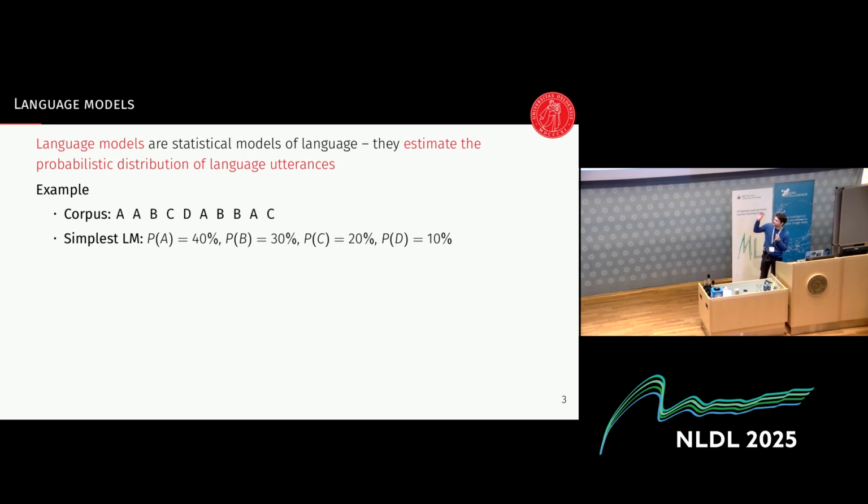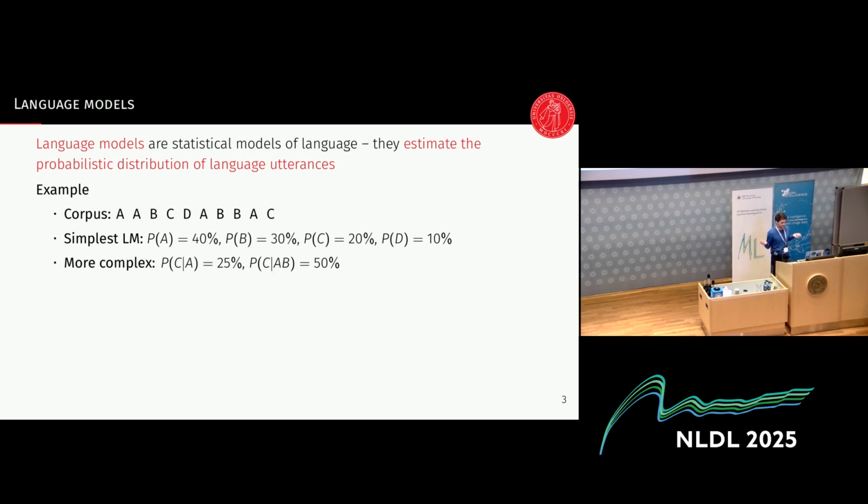So we can have this very simplest language model that there is, that just estimates what's the probability of the symbol A. And as you can see, there are 4 occurrences of this symbol in our corpus out of 10 total symbols. So we can say that the probability of A is 40%. Similarly, probability of B is just 30%, C 20%, and probability of D is 10% because there's only one occurrence of the symbol D. So yeah, that's pretty simple, right?